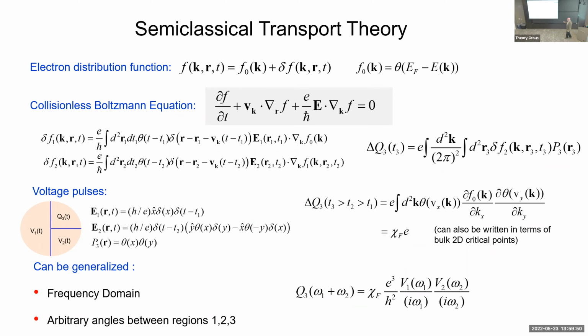It also allows us to generalize this calculation. Instead of having these h/e pulses, we can have the voltages in the frequency domain as oscillating voltages, and we can also relax this assumption I made about the angles, so we can do it for arbitrary angles between these regions. One can show that this result remains the same in each of these cases. So that's one set of calculations.